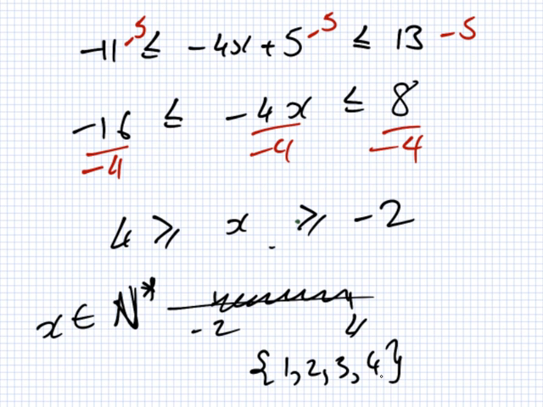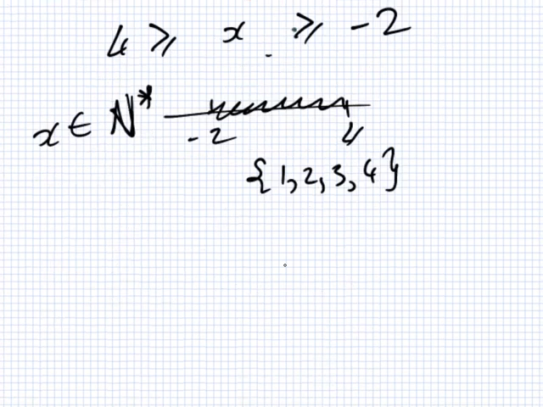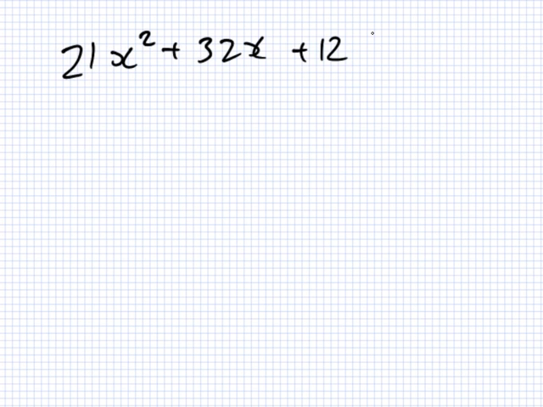Okay, can I scroll down? Yep. Okay, let's have a look at how we deal with quadratics. So let's say I have something like 21x squared plus 32x plus 12 greater than or equal to 0. So again, there's two ways to do these. I'll just show you both ways and you can choose which way you prefer. In both ways, we still have to factorize.